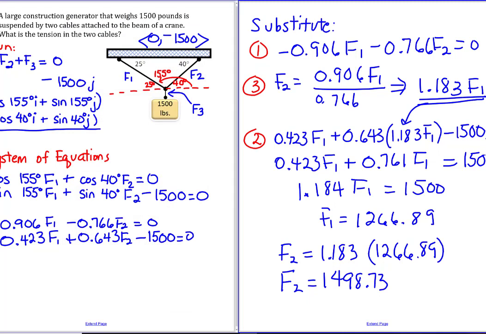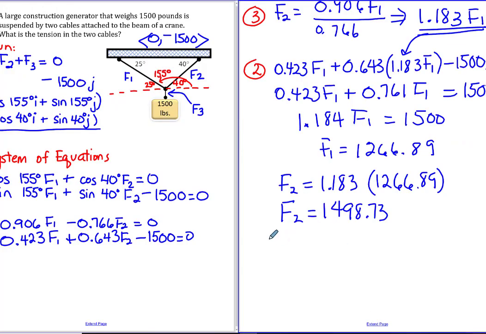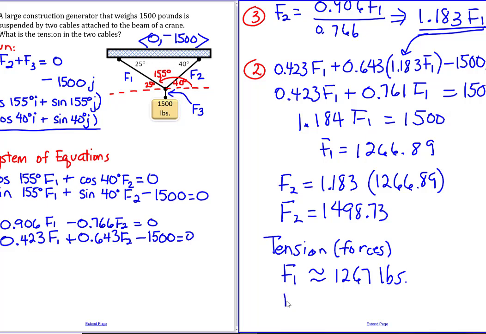Okay, so getting off of the view here, we can go back and answer our question. What are the tensions on the cables? Force 1 is about 1,267 pounds. And force 2 is about 1,499 pounds. So that was a tricky one.